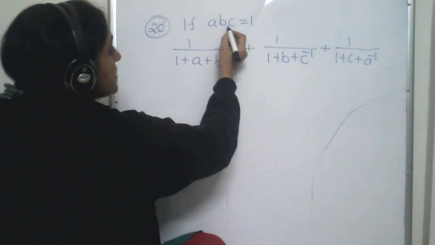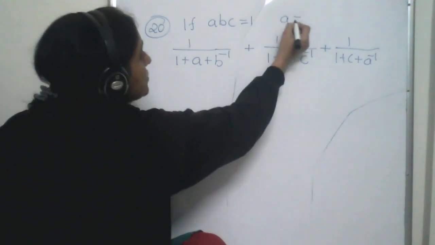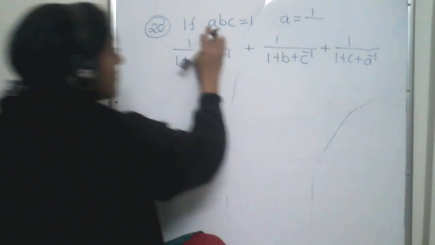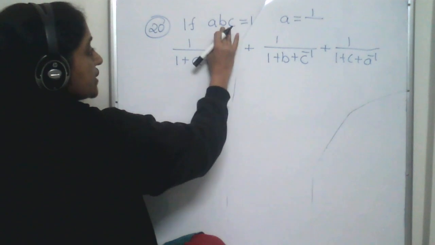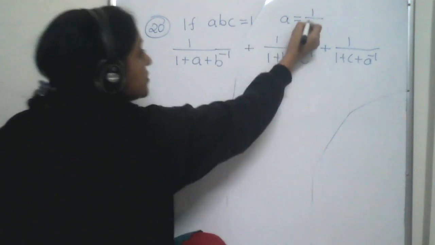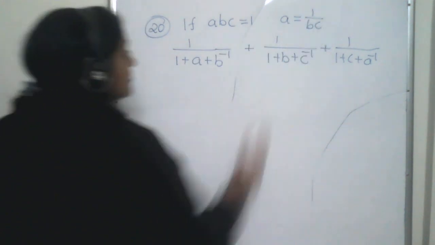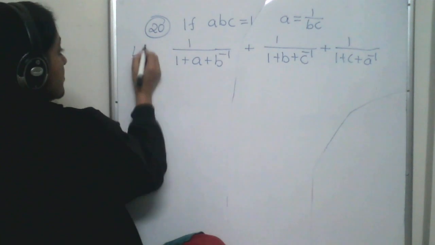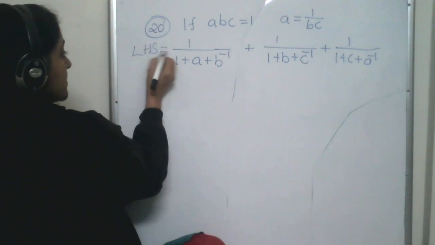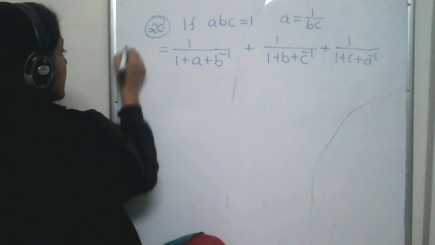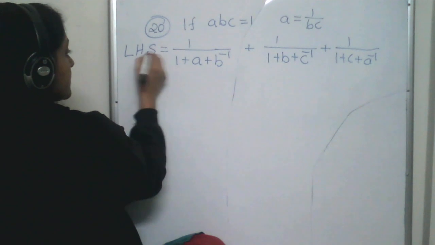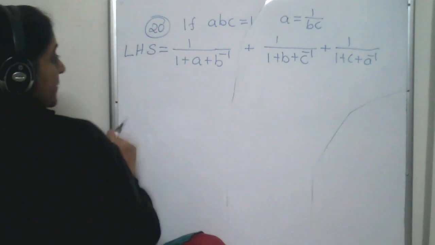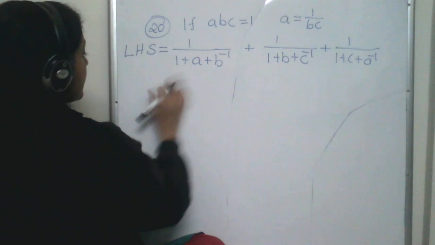So if this is there, if I write a is equal to 1 upon, now they are all in multiplication. If I send it to this side, what will it become? Division. So this I am going to write as LHS. So if this is LHS, okay, LHS, then what will we make out of it?